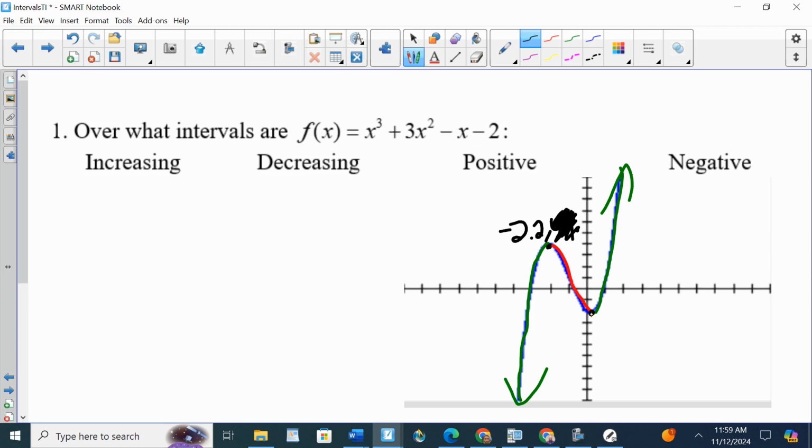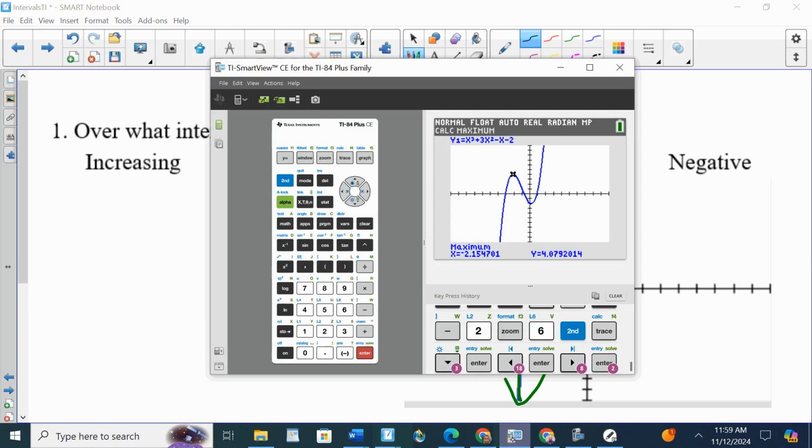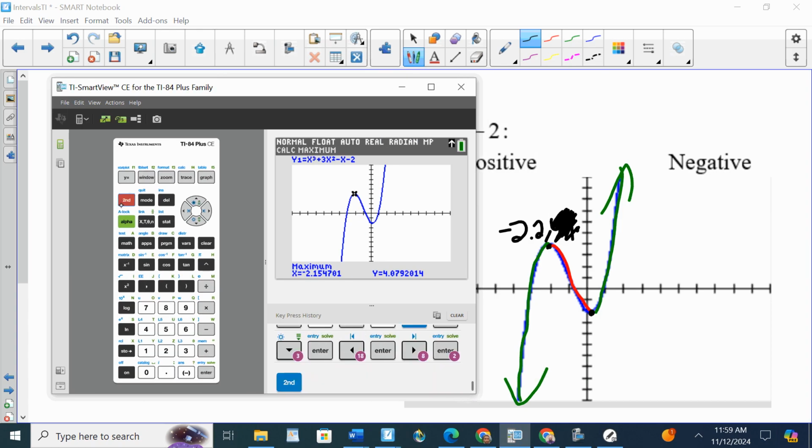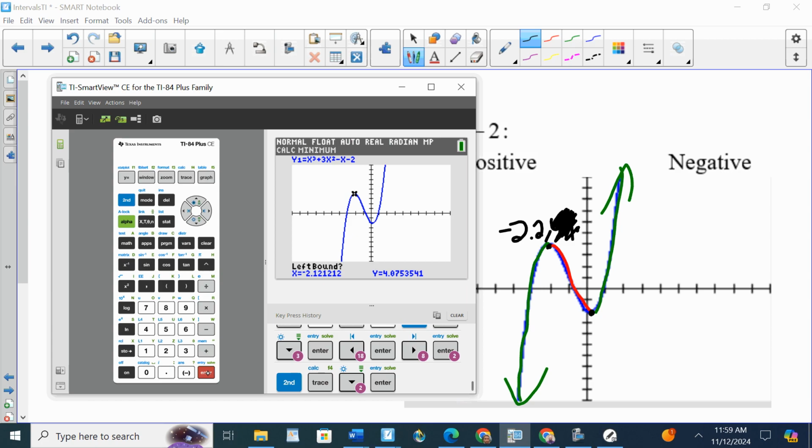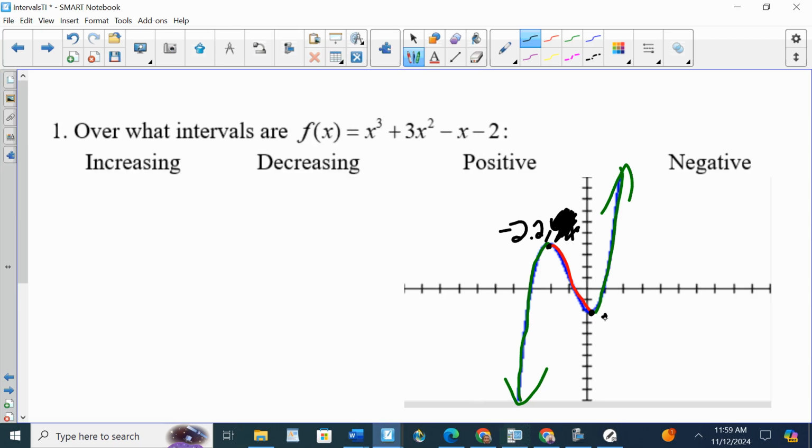Now I need to know where this thing stops decreasing at that point. So I'm going to do the same process. I'm going to go second trace. That's a minimum, so I'm going to go to option 3, minimum. I'm going to move my cursor to the point I'm trying to find. I'm going to go left of it, enter. I'm going to move my cursor to the right of it, enter, enter. I got 0.2. So again, I really don't care about the y value for this lesson because intervals are always x values.